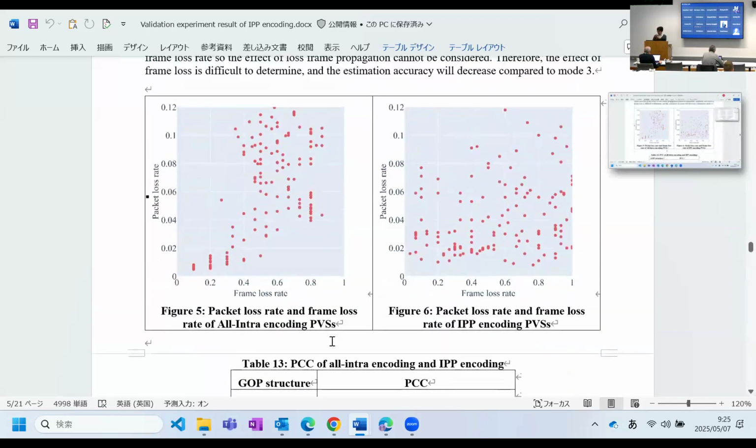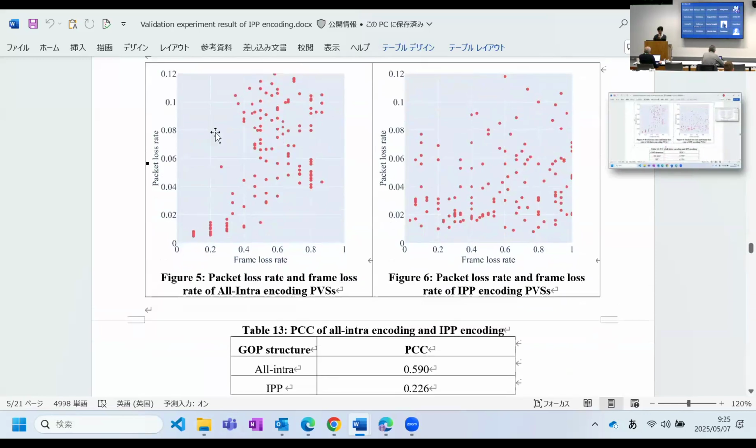Between the packet loss rate and frame loss rate, in all intra-encoding, there is a relationship, and the PCC is higher than that of IPP encoding. The frame loss can be estimated from the packet loss rate in all intra-encoding PVS. So the estimation accuracy of modes 0 and 2 is improved in all intra-encoding PVS.